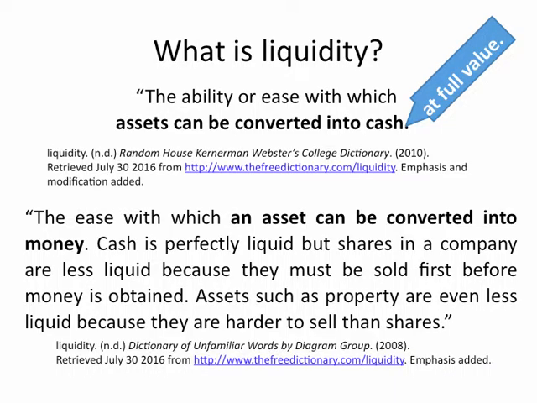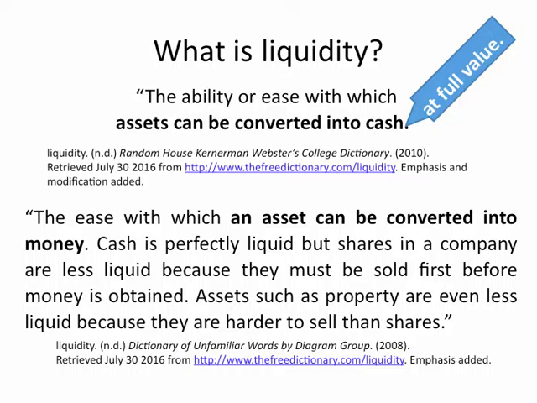Another definition includes some examples here. It says the ease with which an asset can be converted into money. Cash is perfectly liquid because cash already is money. You don't have to convert cash into money. So since cash already is money, cash is perfectly liquid.